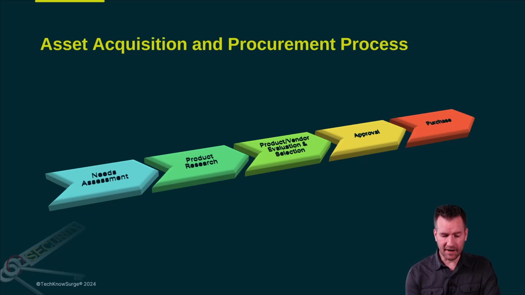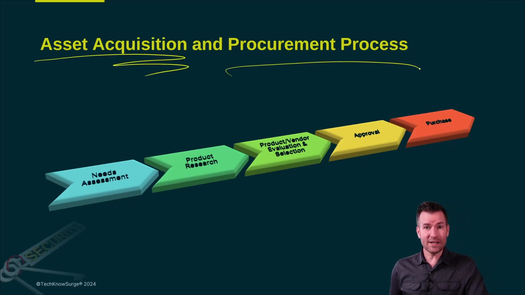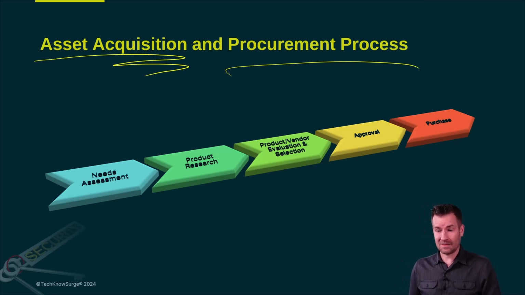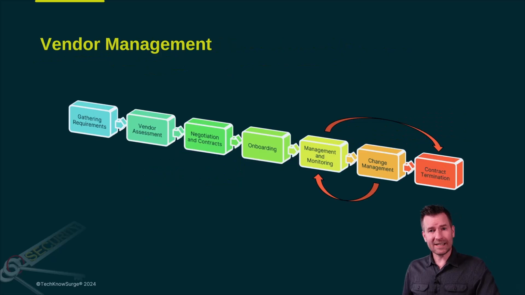It's actually going to be very similar to our asset acquisition and procurement process. And the reason why it's very similar is because there's a lot of parallels between assessing products and vendors, because we're buying products from a vendor. And so we do need to assess the product, but we also need to assess the vendor as well. So what does this look like?